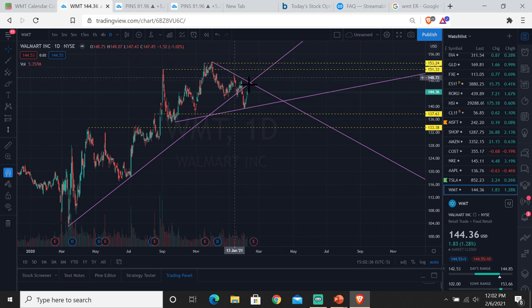And then possible consolidation triangle right here, right? So we could go up to here, do this, bounce up, break out, maybe go up to here, this level. That's what I would be looking at.